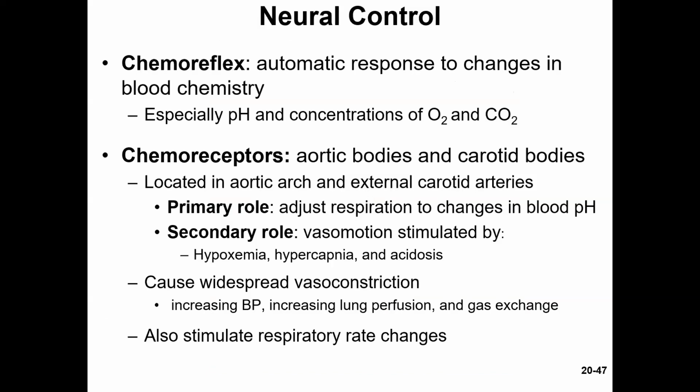A chemoreflex is an automatic response to changes in blood chemistry, especially pH and concentrations of O2 and CO2. Chemoreceptors are found in the aortic bodies and carotid bodies. They are located in the aortic arch and external carotid arteries. Their primary role is to adjust respiration to change the blood pH. Their secondary role is vasomotion, stimulated by hypoxemia, hypercapnia, and acidosis.